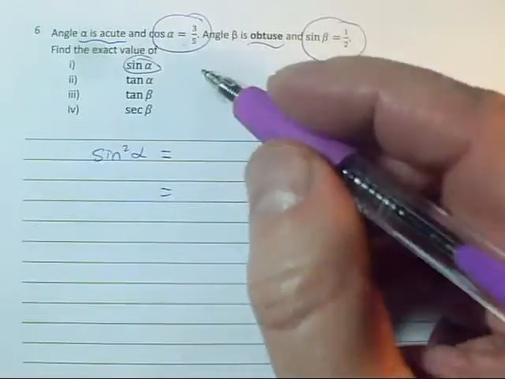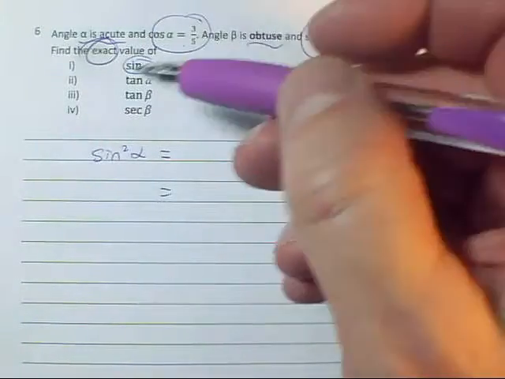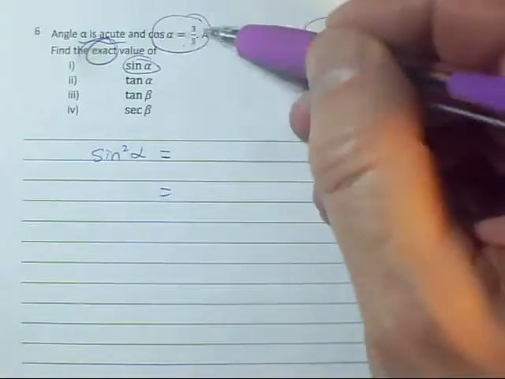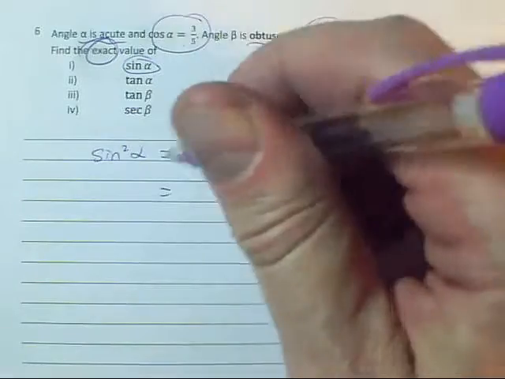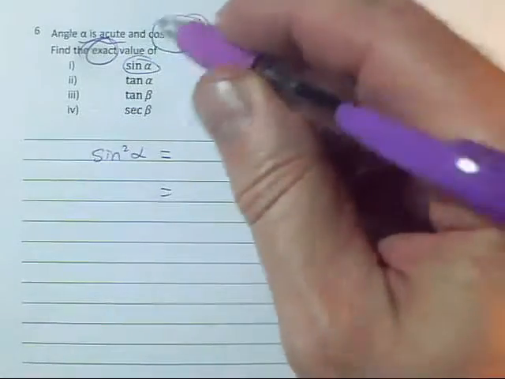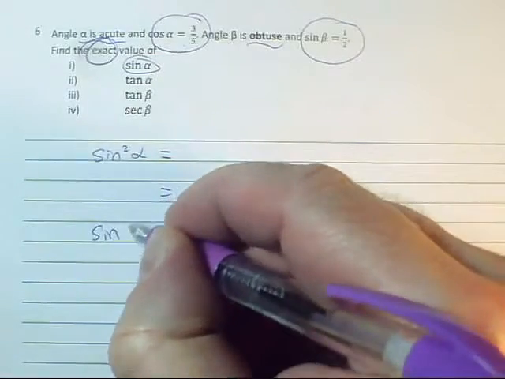We need an exact method, so anything that involves going into decimals that you've rounded is incorrect, so you certainly can't do an inverse cos and then do sine of it. You'll get no marks. So you have to use this method where you substitute in this into an identity. Out comes sine squared alpha, so you'll be able to say what sine alpha is.